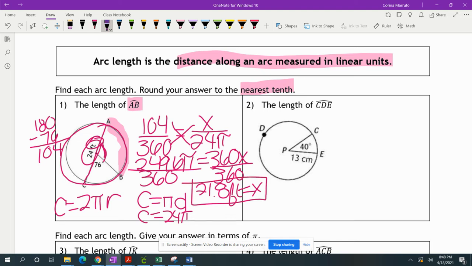Okay, let's go ahead and try another one. On here, they want the length of CDE. The length of CDE is C to D to E. It's all of this piece right here. Here we're going to make a proportion. We don't know what the angle is, so we're going to have to find it. It's going to be all this angle right here.